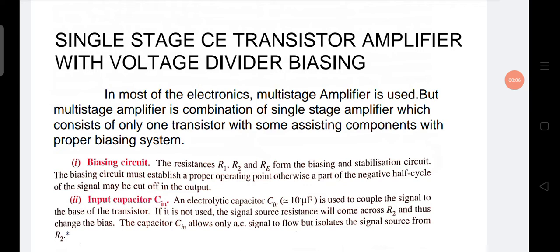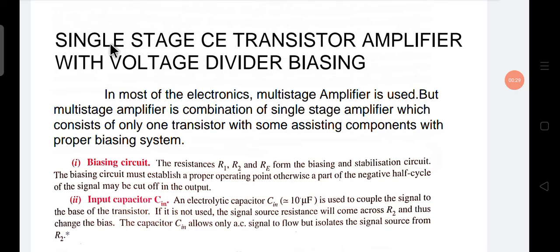Today we will discuss the single stage common emitter transistor amplifier with voltage divider bias. From now on we will see how transistor biasing is used for the amplifier. First of all, this is a single stage.